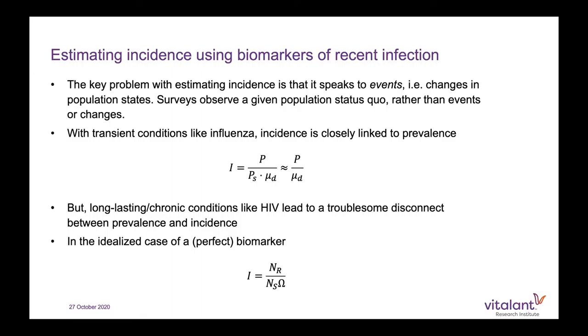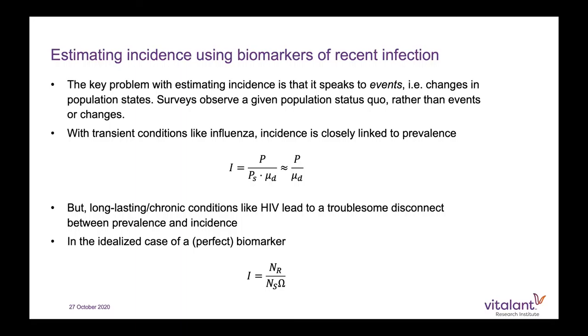With transient short-term conditions like influenza or SARS-CoV-2 infection, incidence is in fact very closely related to the prevalence of the condition. The distinction is almost a fine point. If we know the average duration of the infection and the proportion of the population that is infected at any given time, we can easily get the incidence. But with long-lasting chronic conditions like HIV, a troublesome disconnect between prevalence and incidence is introduced.